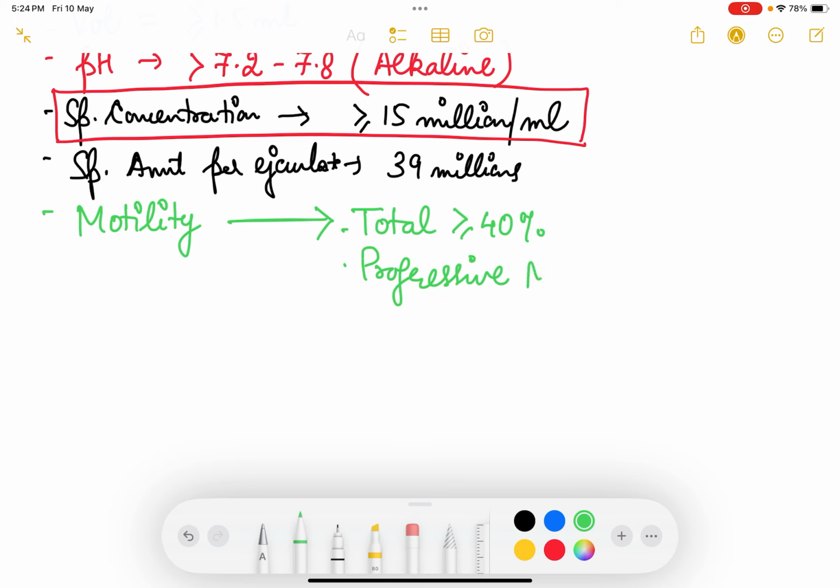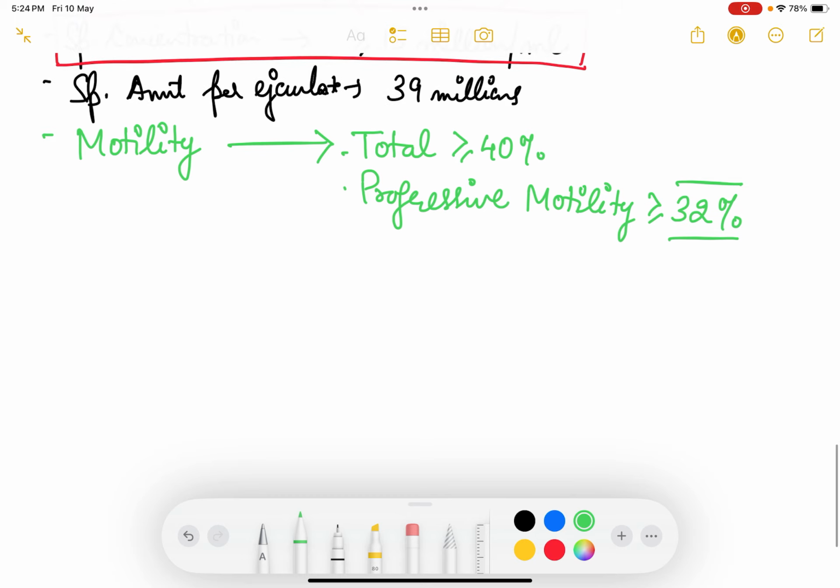means forward motility. What is the forward motility? That should always be more than or equal to 32%. So at least 32% of the sperm should be progressively forward motile. So this is the motility.